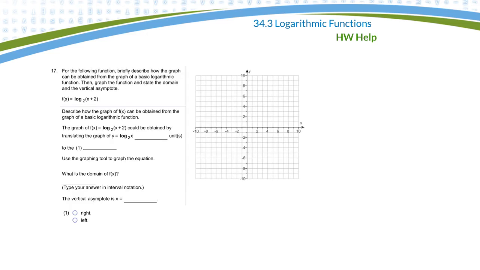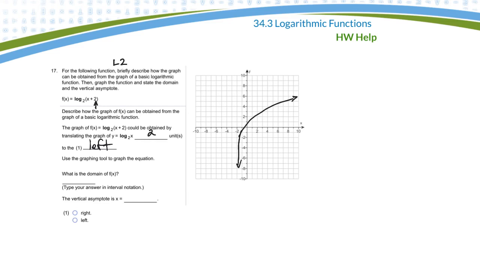Okay, this one we're trying to graph this, and they just say describe how the graph can be obtained. This is the only transformation happening on that graph, and so the thing is being moved left 2. So 2 units to the left. Then they say use the graphing tool to graph that. If you move it 2 units to the left, the graph will look something like this, something like that.